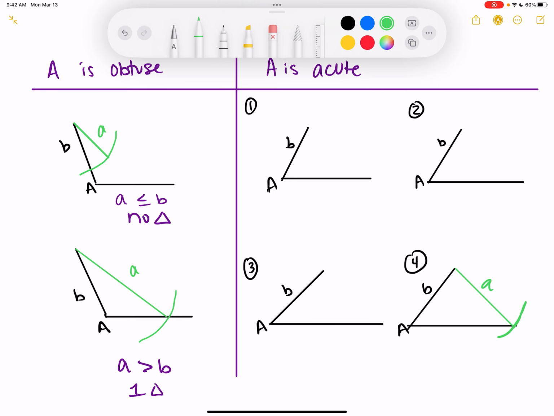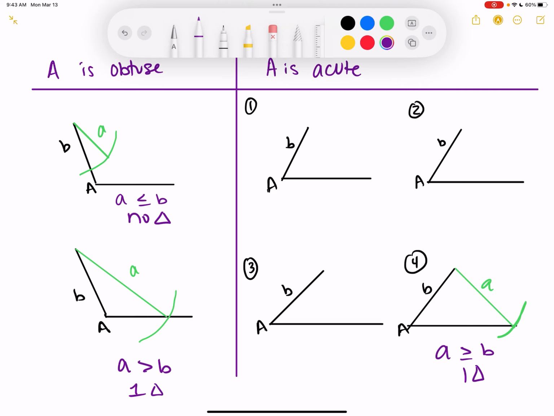So in this scenario, A is greater than or equal to B. And when that's the case, we have one triangle. So you don't actually need H for this one. It's the only one of these that you don't need H for.